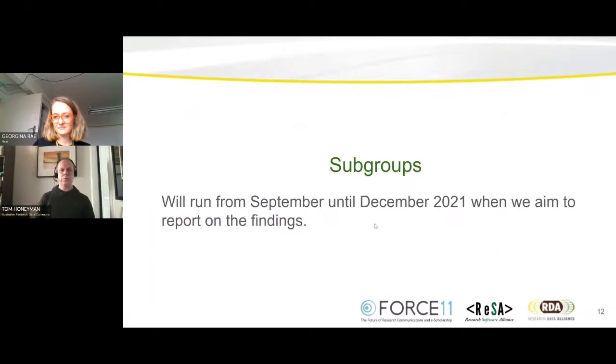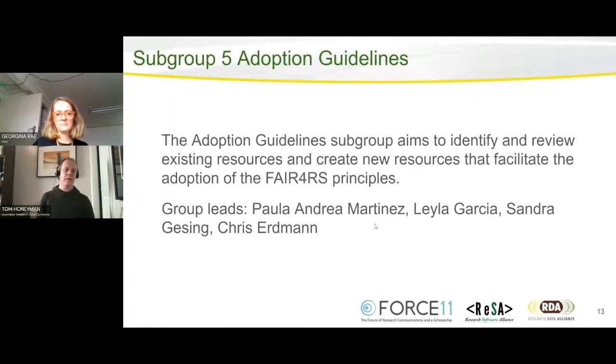Okay, so on to the actual subgroups. These subgroups will be running from right now until December this year, when we aim to report on the findings of those subgroups. The first subgroup, subgroup 5, is around adoption guidelines and aims to identify and review existing resources and create new resources that facilitate the adoption of the FAIR4RS principles.